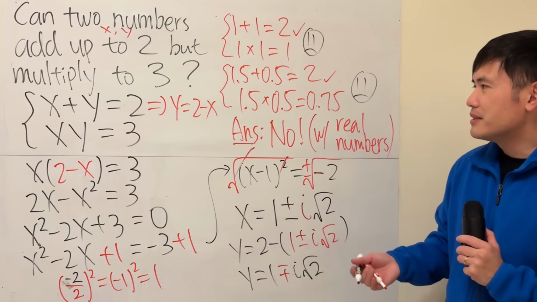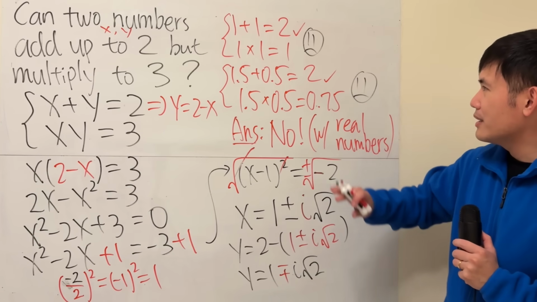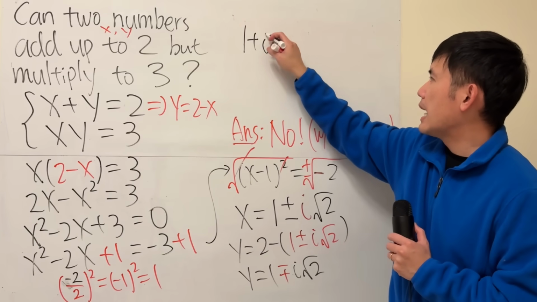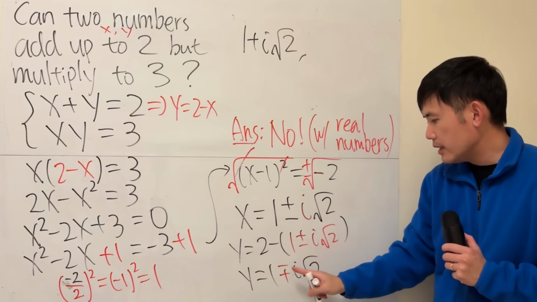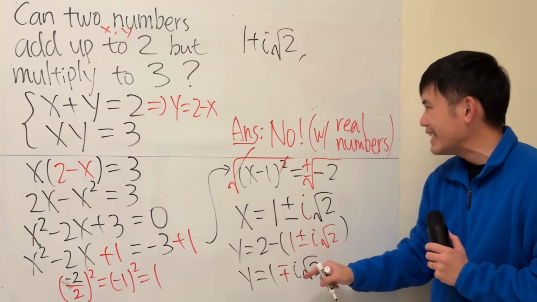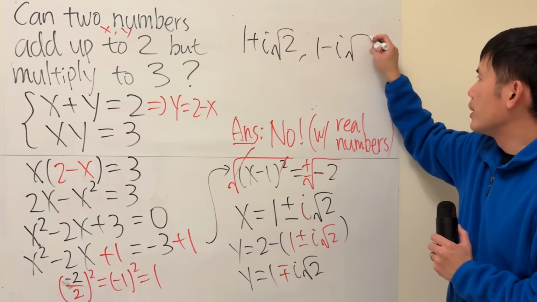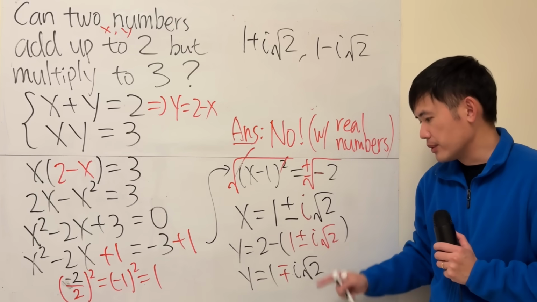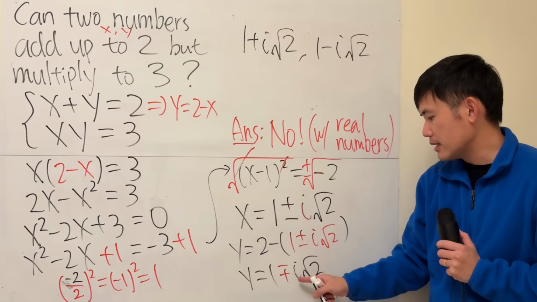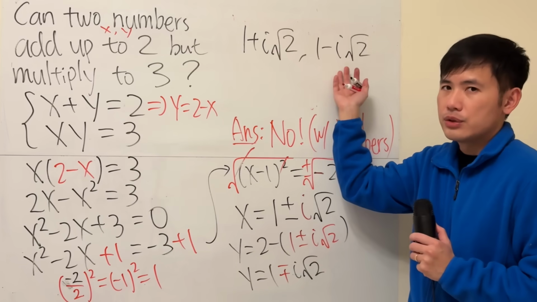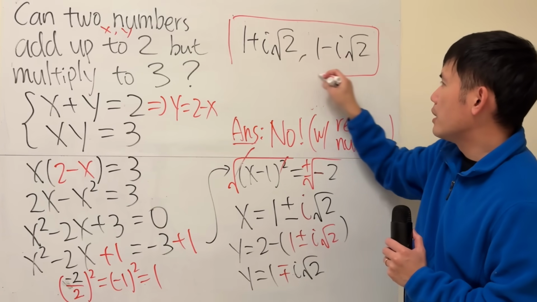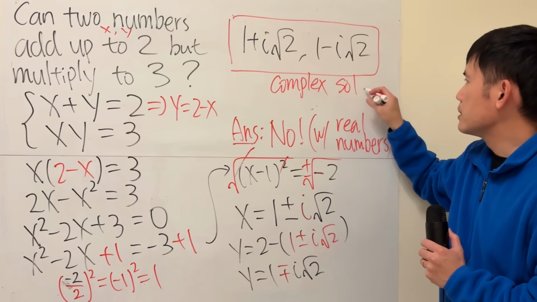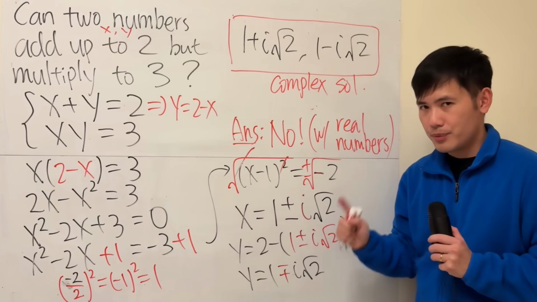So the answers are the following. I'm going to write it down for you guys right here. If I put x equals 1 plus i square root of 2, then y, the corresponding value, will be 1 minus i square root of 2. If I put x to be 1 minus i square root of 2, then the corresponding y value will be 1 plus i square root of 2, which is really just these two numbers that we're talking about. So these right here are the answers, and you can call them the complex solutions because we have the i right here. Pretty cool, isn't it?